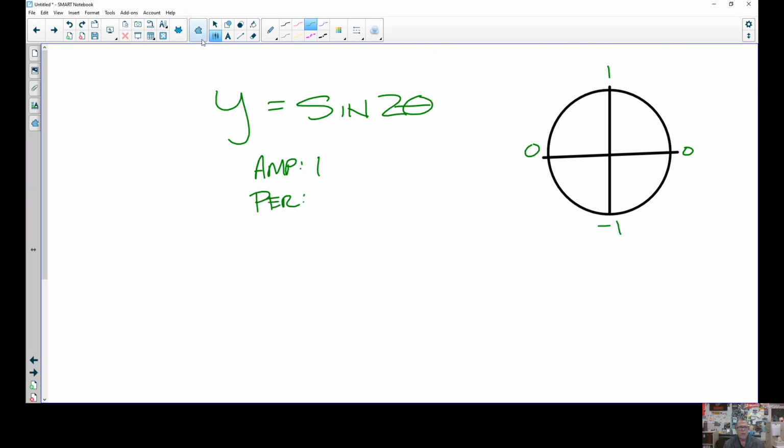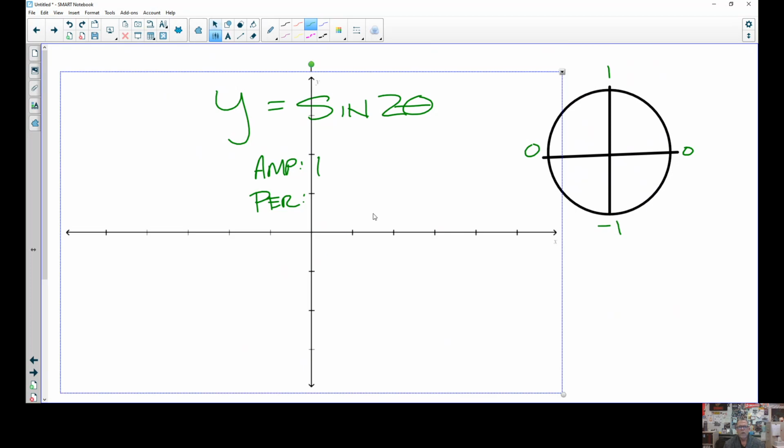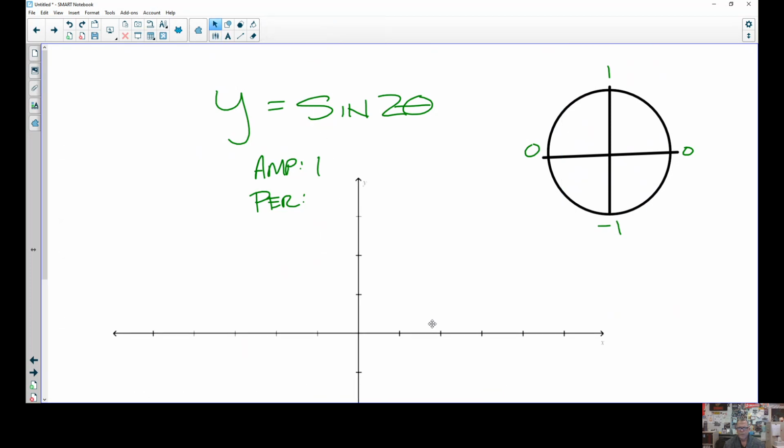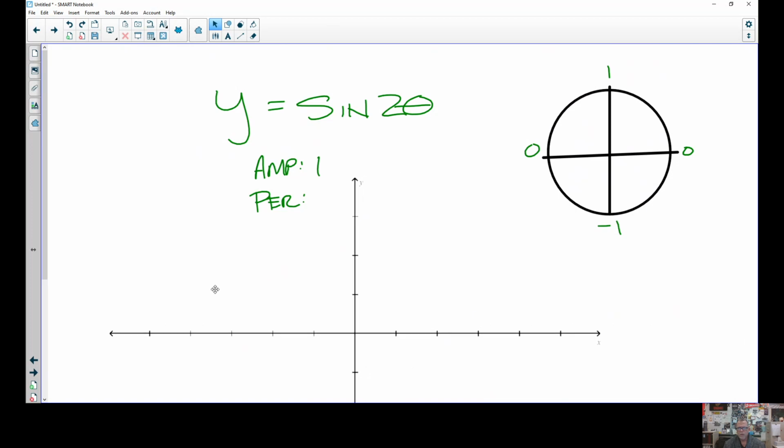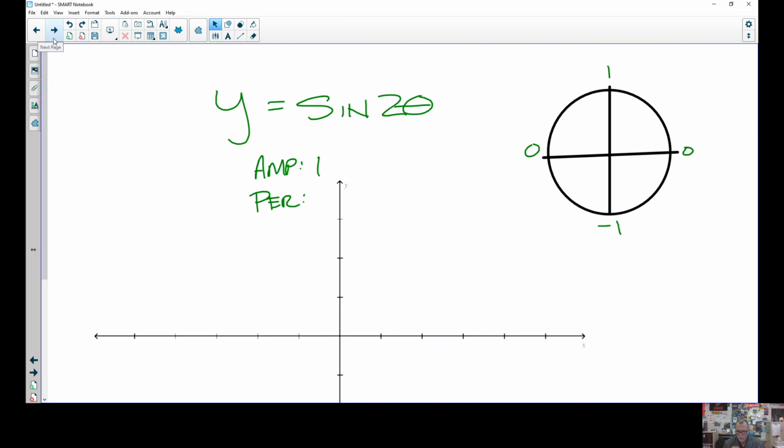So let's look at that again. Let me just get us another grid. All right, so we've got this here. Now I want to look at what's going to happen to our graph. If we start at 0, our input value for theta is 0. If we have 0, it's at 0. But first I have to plug it in here. Twice 0 is still 0. Sine of 0 is still 0. So sine is still going to start here. It's at the same point.